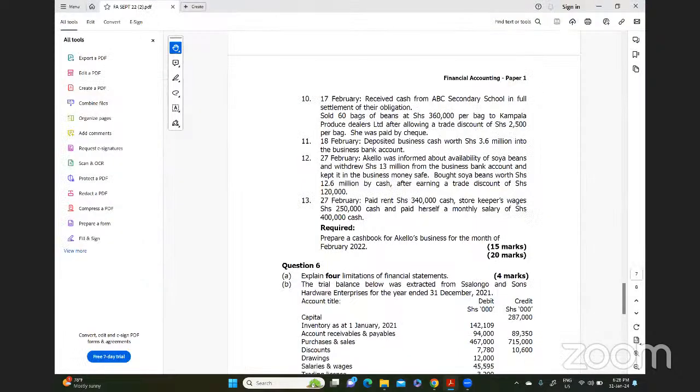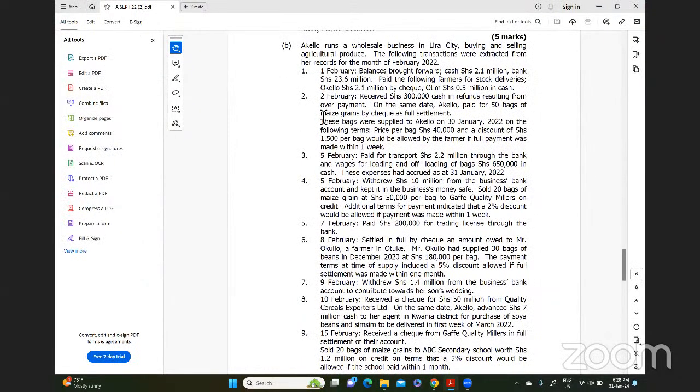Okay. So which kind of a cash book are we going to draw? 2 column, 3 column? Do we have anything to do with discounts? I'm seeing something here. So perhaps we may need to draw a 3 column cash book because we are having discounts available in this particular question. Are we together? Okay, so let's get started.